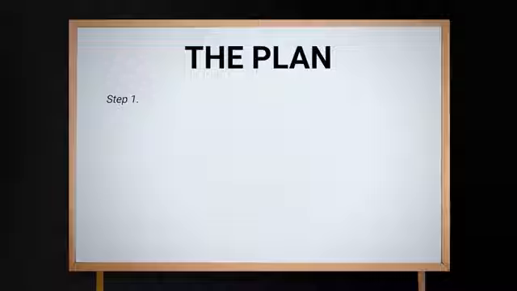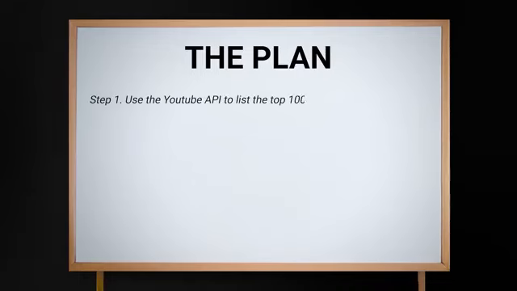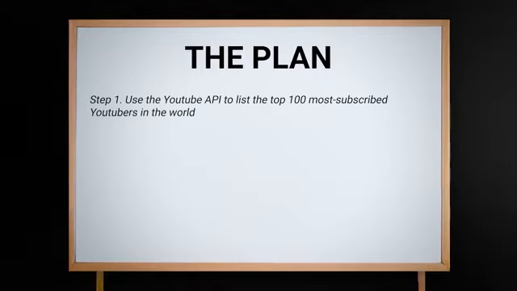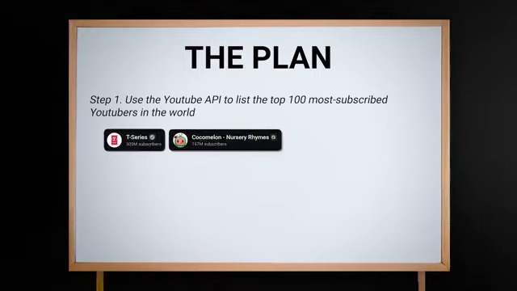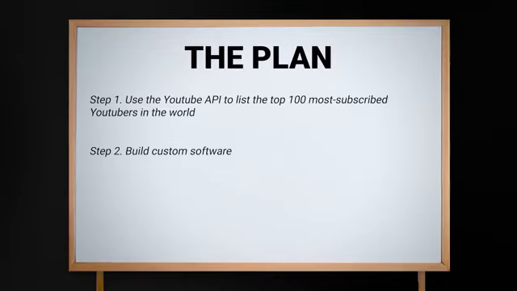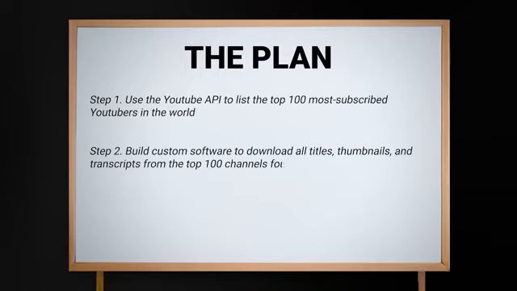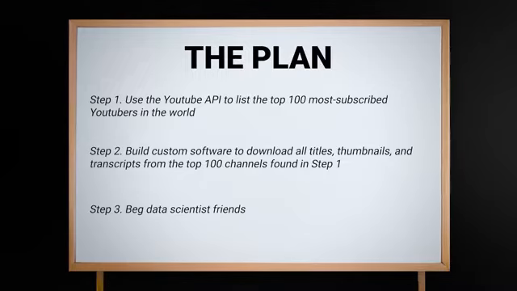But luckily, I have a plan to analyze all this data and figure out what the top YouTubers are doing in their videos that go on to get so many views. And here it is. Step 1, child labor. No, so first I used the YouTube API to make a list of the top 100 most subscribed YouTubers in the world, excluding any brand, kids, or non-English channels. Step 2, then I paid my developer friend to build a custom software program that will download every single long-form video, title, thumbnail, and transcript, and then finally I begged my data scientist friends to use all of the data to reverse engineer the videos from these top 100 YouTubers.